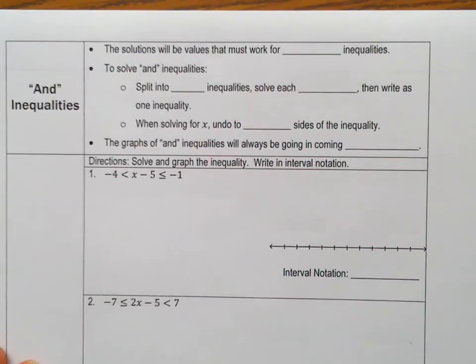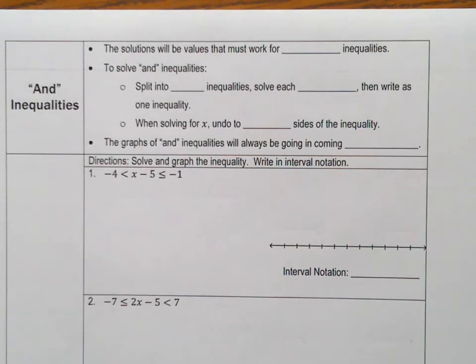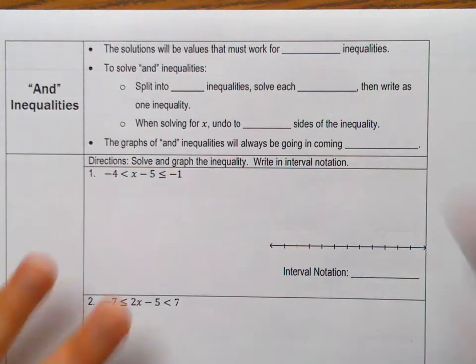So now let's look at the second type of compound inequality, which is an AND inequality. For an AND inequality, the solutions will be values that must work for both inequalities.